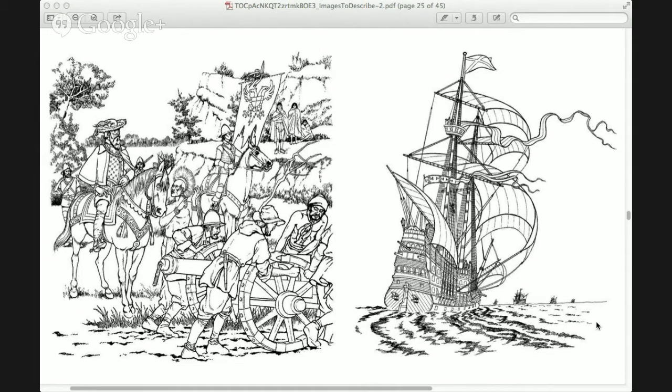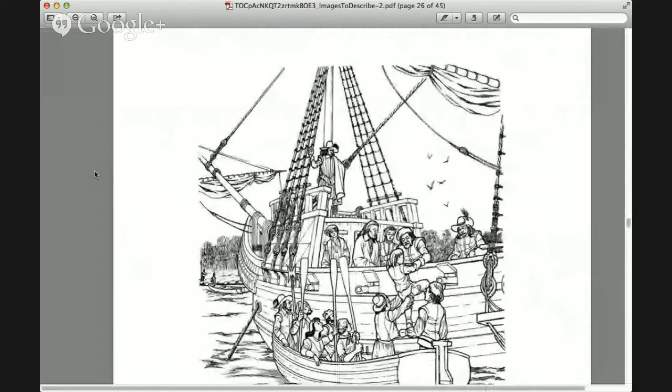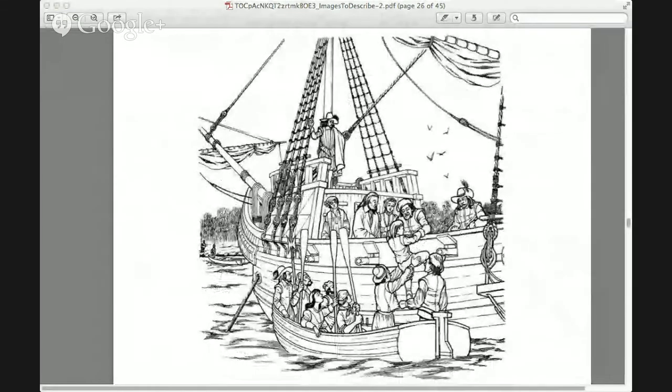So again, today we're going to be describing images. You have some pictures here. You'll be looking at the pictures and telling me what you see, and we'll learn some new vocabulary. There are historical pictures, so pictures through history.